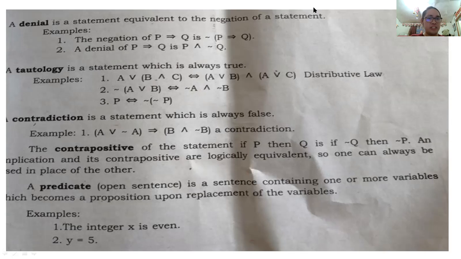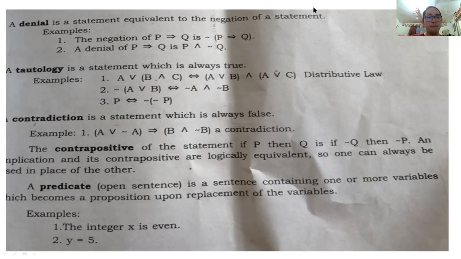And the contrapositive of the statement? An implication and its contrapositive are logically equivalent. So one can always be used in place of the other. In short, when we say contrapositive, that means an if-then statement. If you are good, then you are beautiful, like that. So an if-then statement, contrapositive.